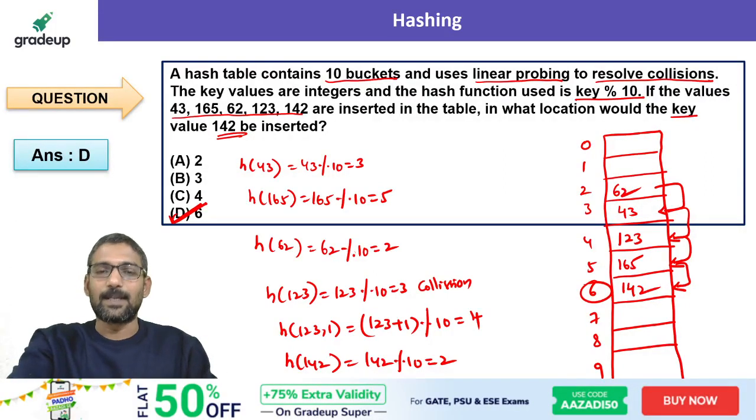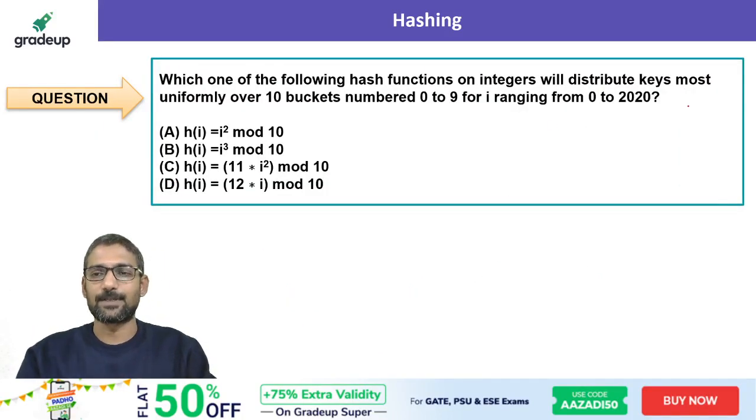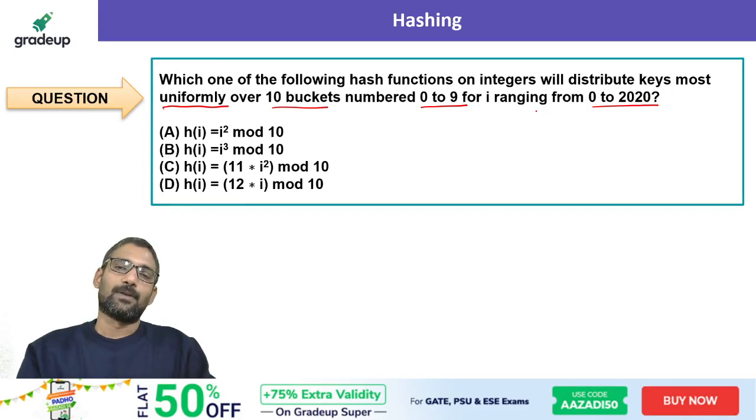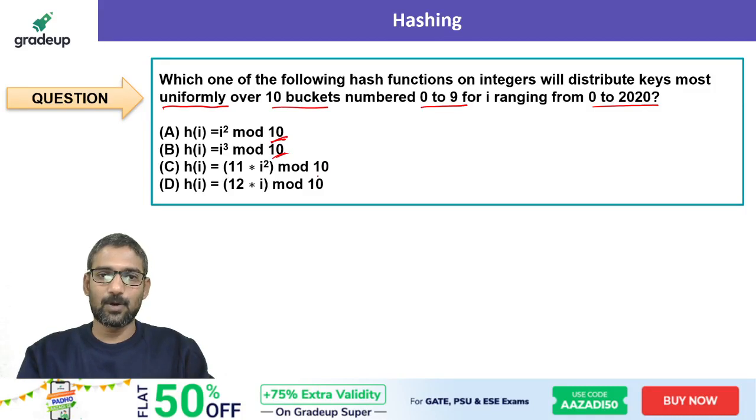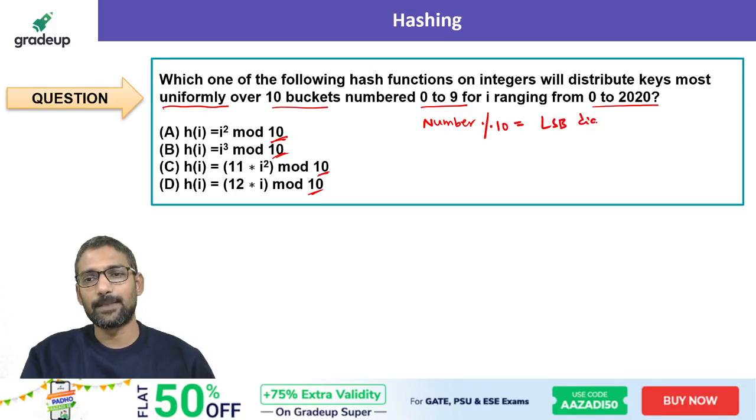Okay. Next question. Which of the following hash functions on integers will distribute keys most uniformly over 10 buckets numbered 0 to 9 for i ranging from 0 to 2020? Here if you look at the options, all are mod 10. So mod 10 means what? Whenever you apply mod 10 to any number, what do you get as the remainder? You get the LSB digit as the remainder.